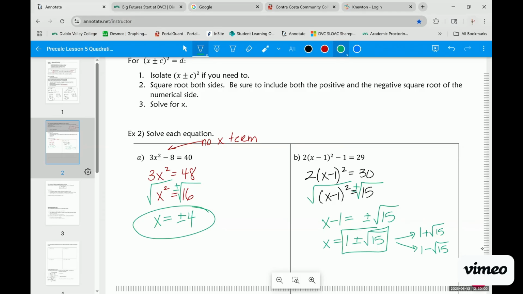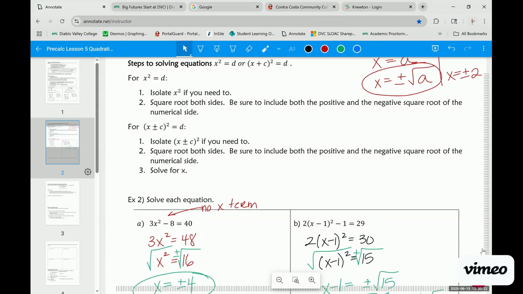If I could simplify the square root of 15, I should. That's why we did that prerequisite skills on simplifying square roots. But in this case, there is no perfect square that goes into 15. So we're not going to end up needing to simplify it. So I just did both my examples, and I kind of didn't finish going through the verbiage here, the explanation: isolating the thing that's being squared on both sides, if you need to, and then square root both sides. Be sure to include the positive, negative.